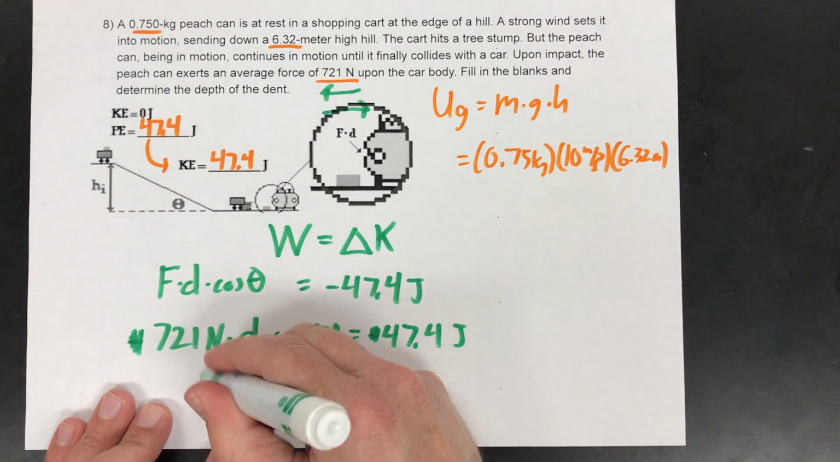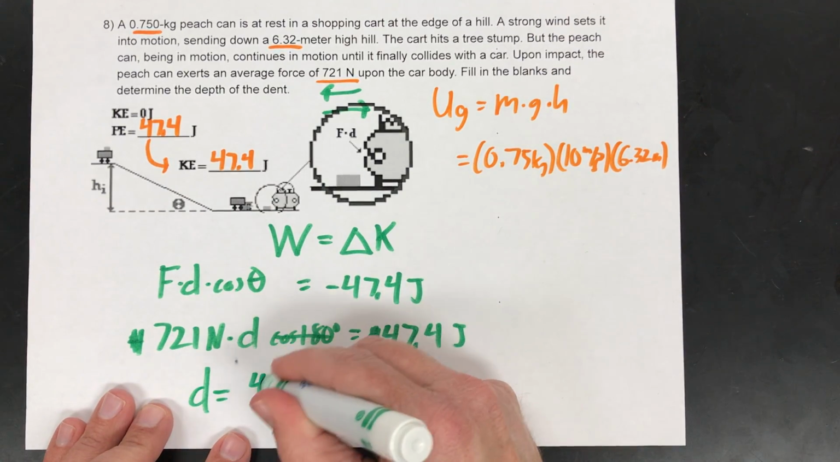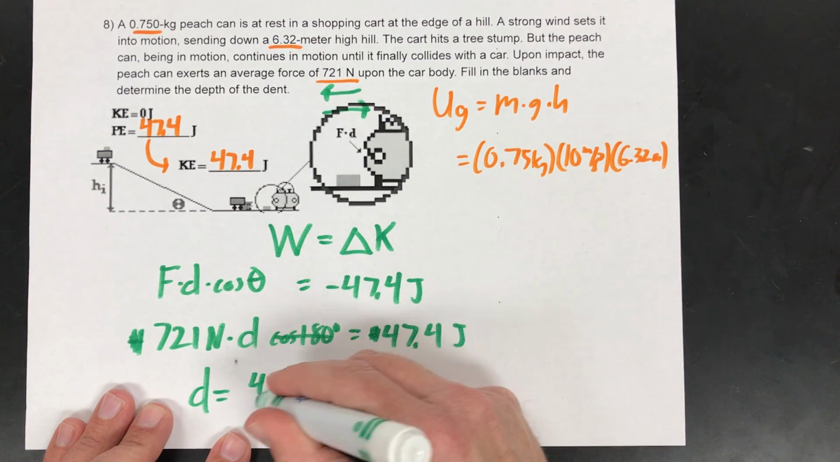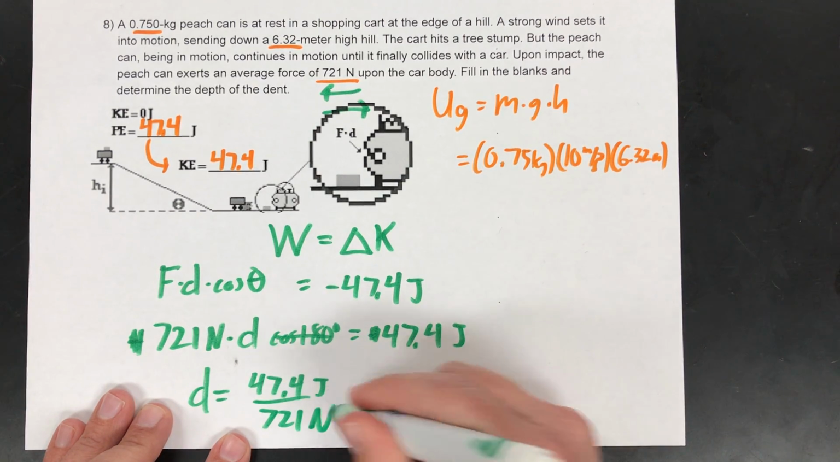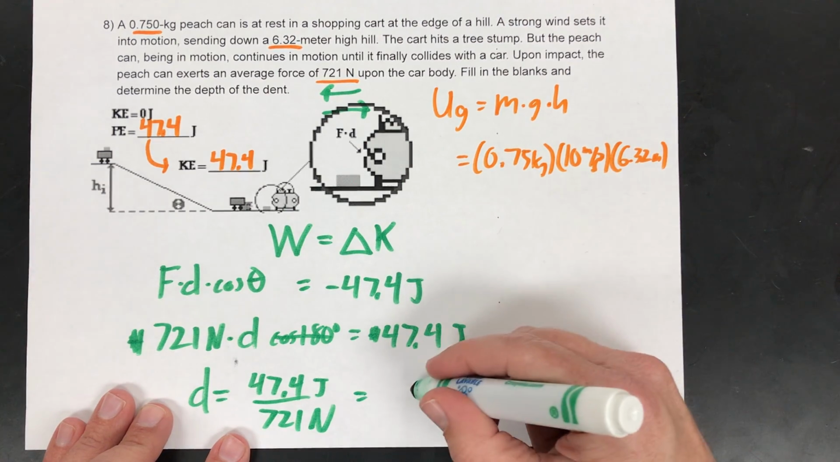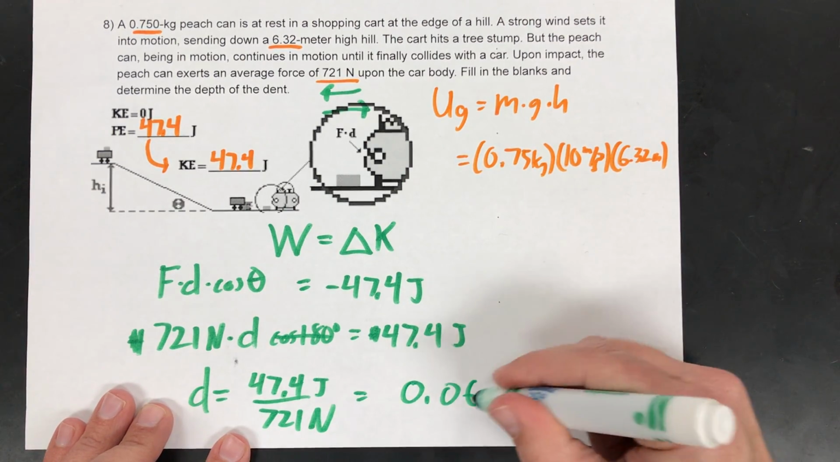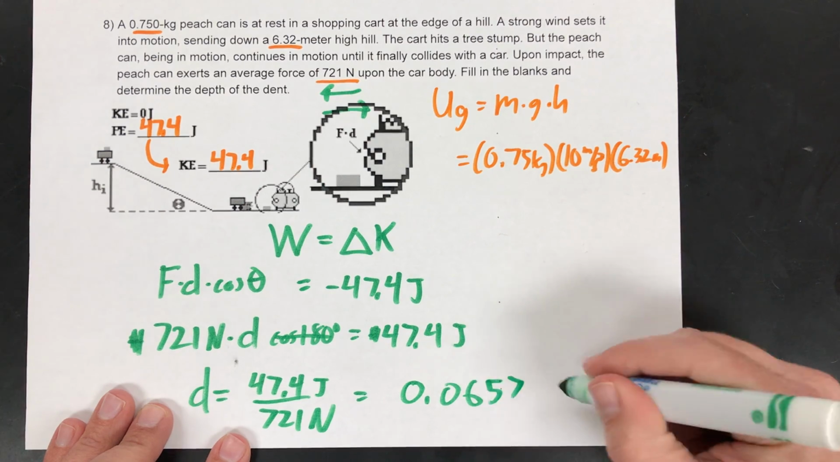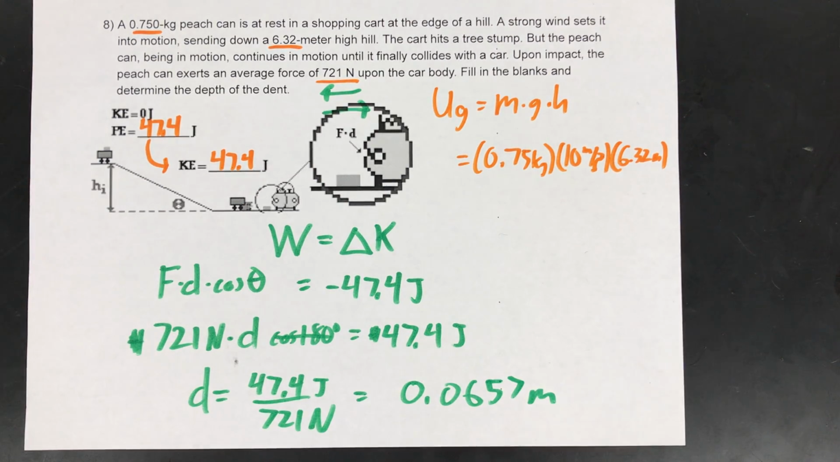So to solve for the distance then, you just take 47.4 joules of work divided by 721 newtons of force, and you should get about 0.0657, wherever you want to stop, meters is how far the can moved into the side of the car.